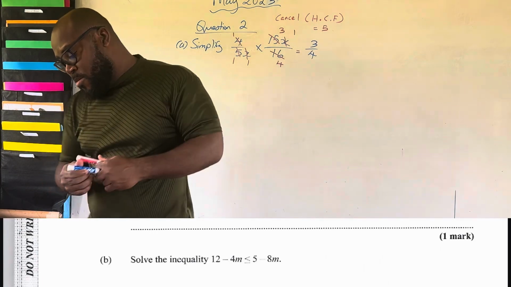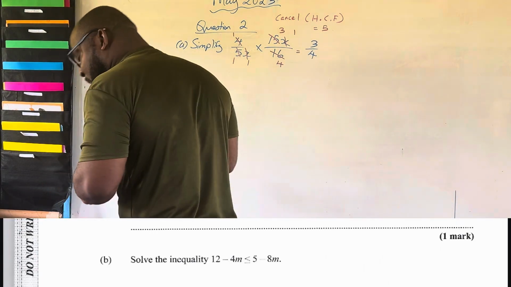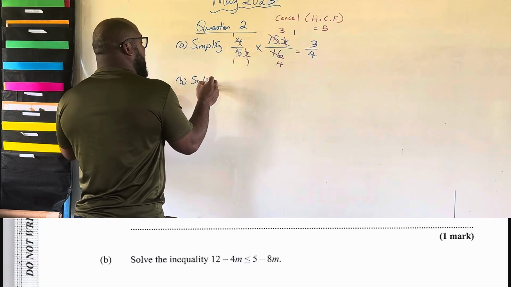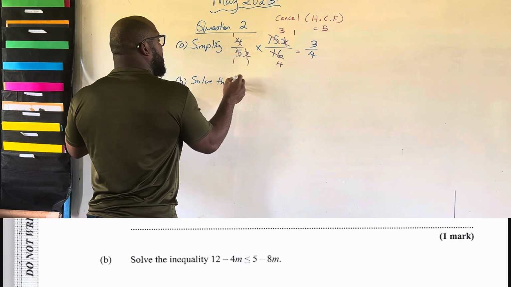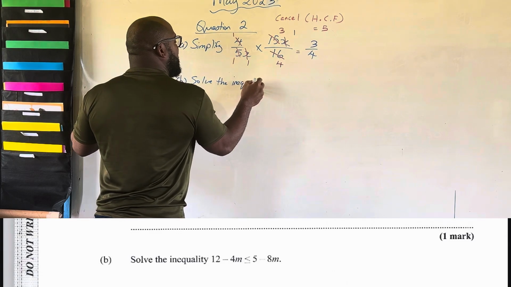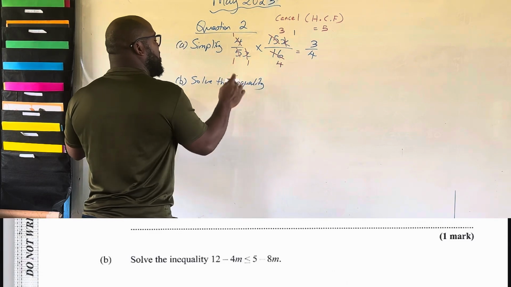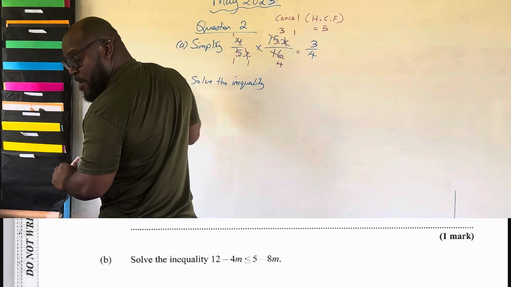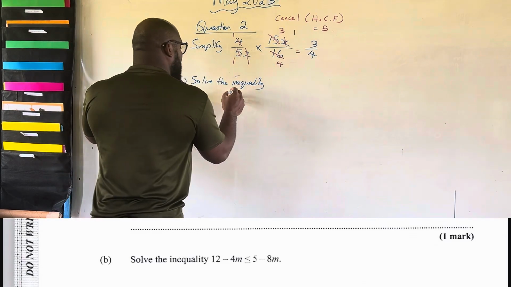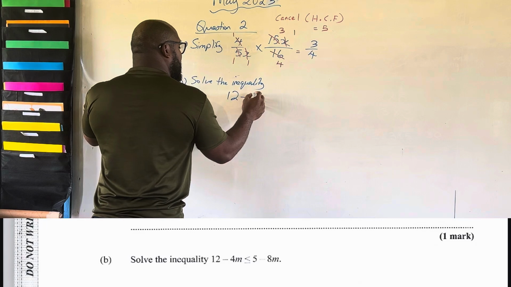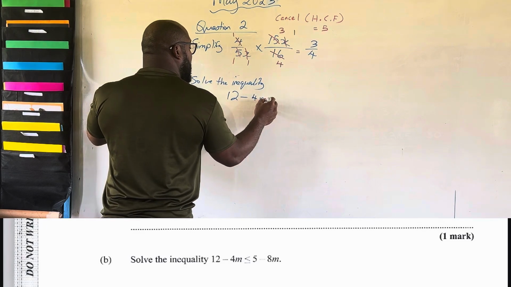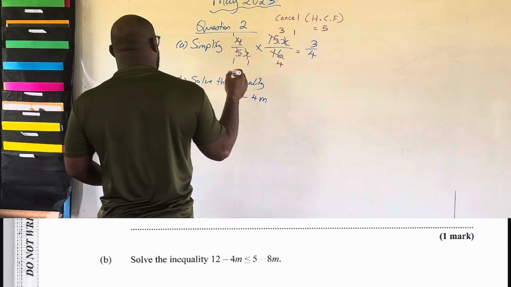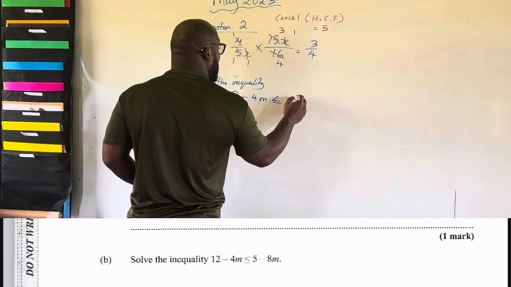B says solve the inequality. The inequality is minus 4m, less than or equal to.